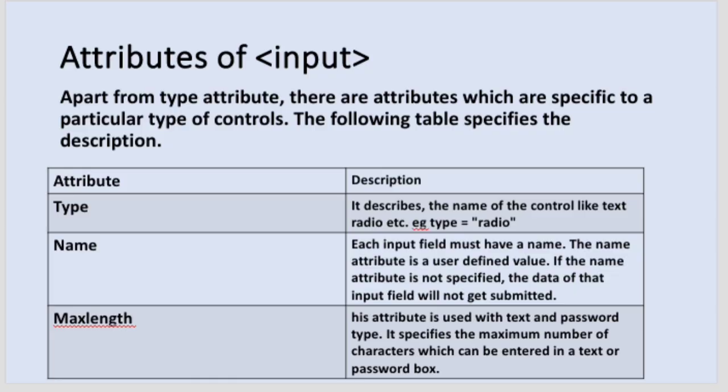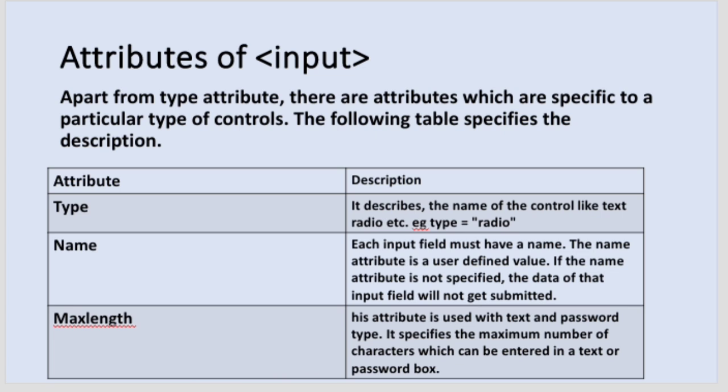So, further attributes of input. Apart from the common attributes, there are attributes which are specific to a particular type of control. The following table specifies the attribute and its description. Type describes the name of the control like radio, etc. Example, type is equal to radio. It can be any type. Name: each input field must have a name. The name attribute is a defined value. If the name attribute is not specified, the data of that input field will not get submitted. So we have to give a proper name for that.